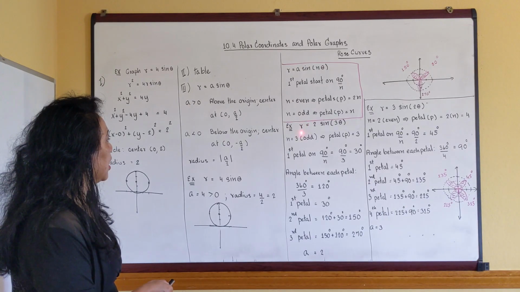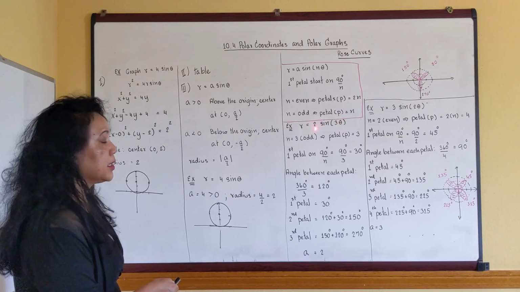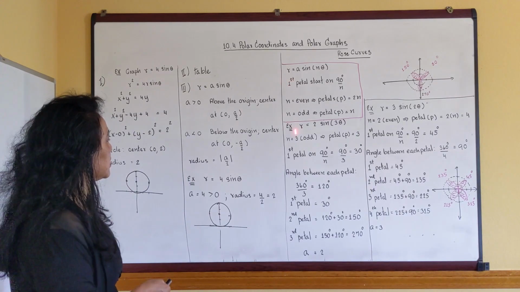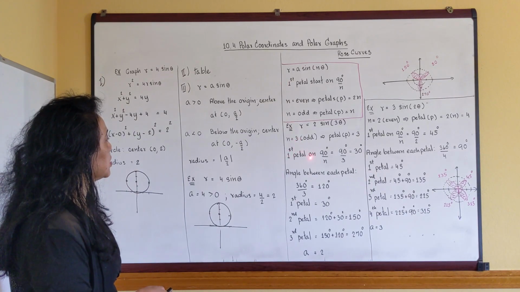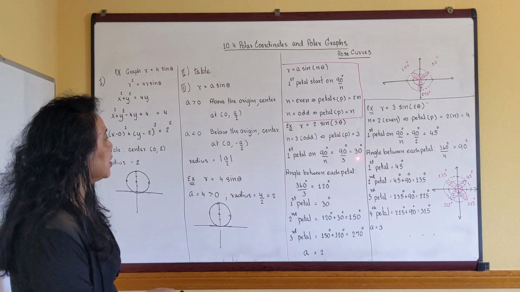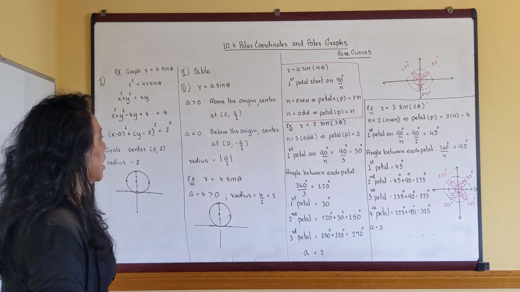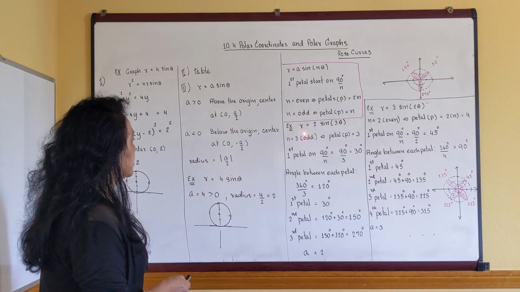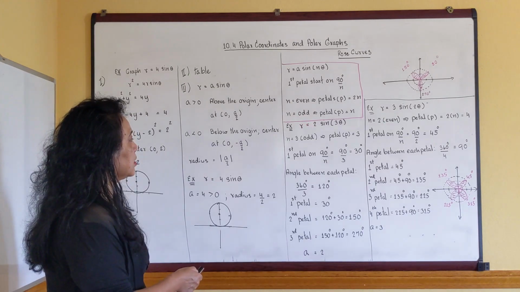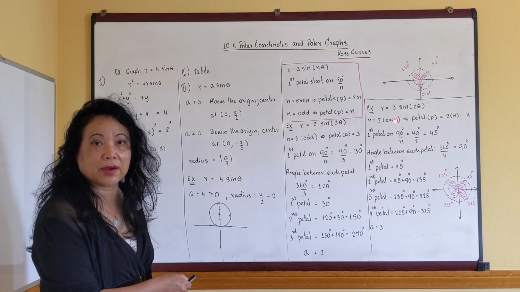So let's go to our example. I have r equal to 2 sine 3 theta. So my a is 2, my n is 3. So the first petal will start at 90 divided by 3 because n is 3, which means 30. That's where the first petal is going to start. N is odd. N is 3, which is odd. So if n is odd, you're going to have n petals. So n is 3, it means I'm going to have 3 petals.